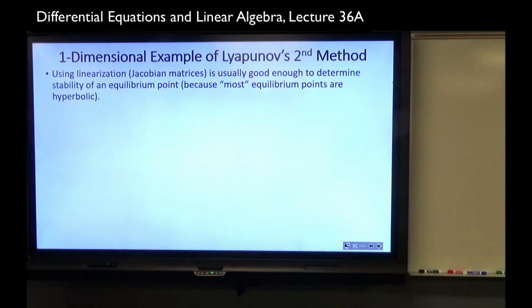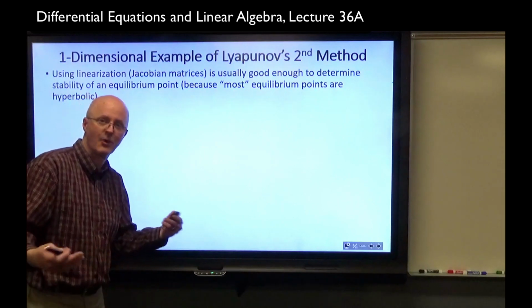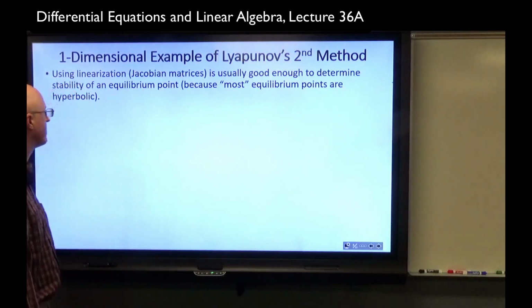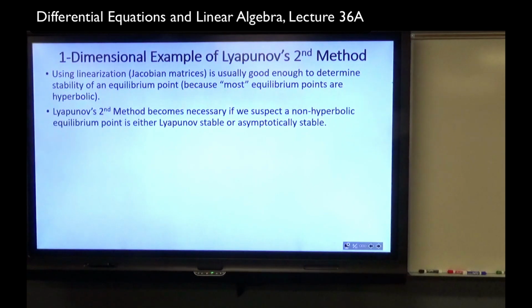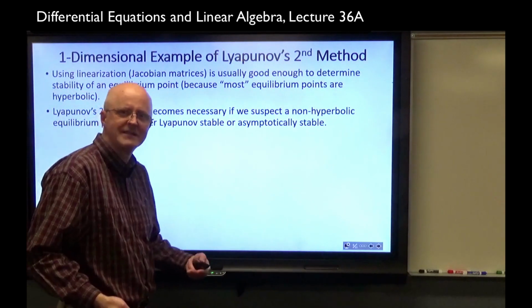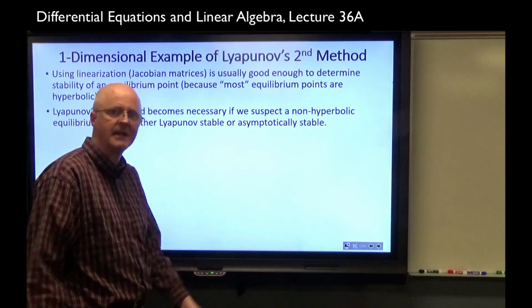Using linearization, in other words, Jacobian matrices, is usually good enough to determine stability of an equilibrium point, like I just mentioned, because most equilibrium points are hyperbolic. If you come up with some system of random equations, any equilibrium points are likely to be hyperbolic. Lyapunov's second method becomes necessary in the unlikely case when we suspect that a non-hyperbolic equilibrium point is either Lyapunov stable or asymptotically stable. Maybe we suspect it because that's just the way it looks in the experiments or the solutions that we're approximating.